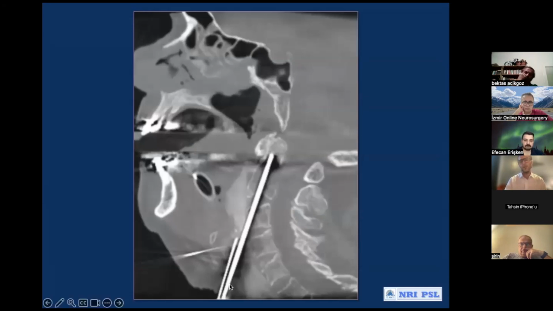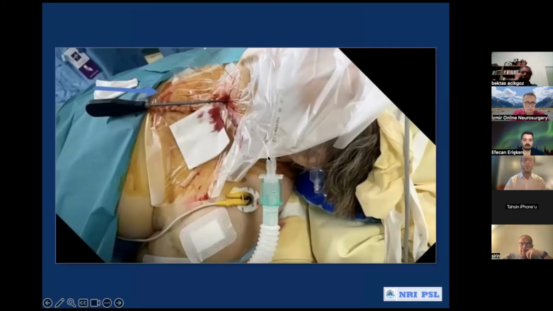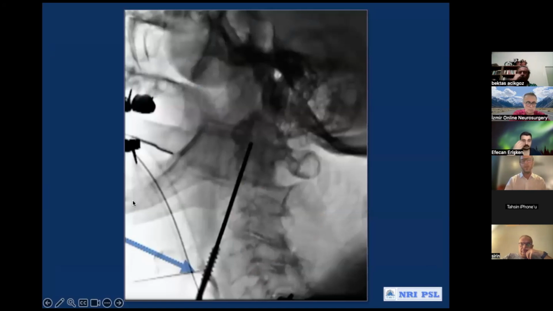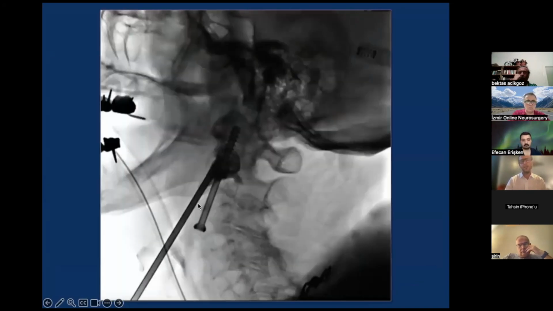And here we put a Kirschner needle to have the trajectory of the screw, and through this Kirschner needle we will put the screw here, with a corkscrew, and push the screw toward the C2 lesion. And afterwards, the screw is in its position. The diameter of the screw is 6.5 millimeter and the length is 5 centimeter.